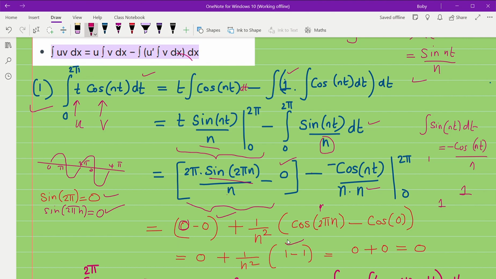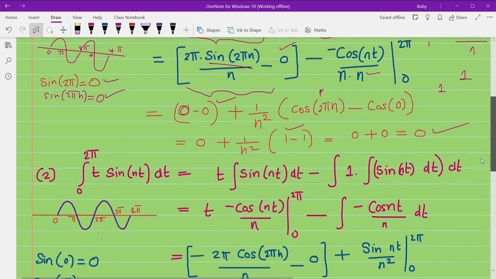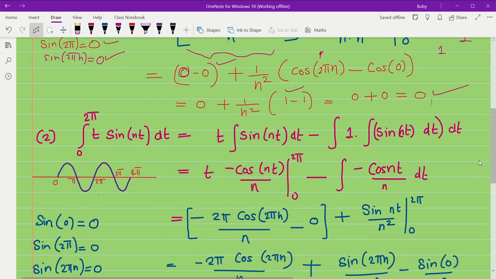So this first part is equal to 0, second part is equal to 0. So as a whole we are getting the answer as 0 here. Okay. So integral of t cos nt dt from 0 to 2 pi will be equal to 0.